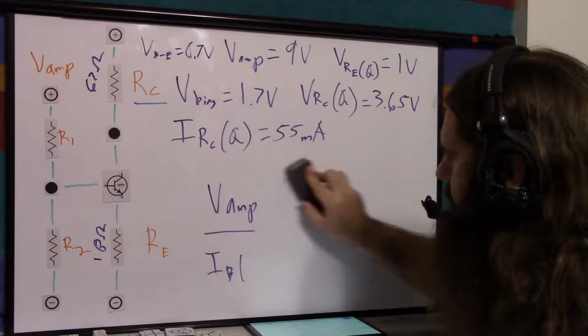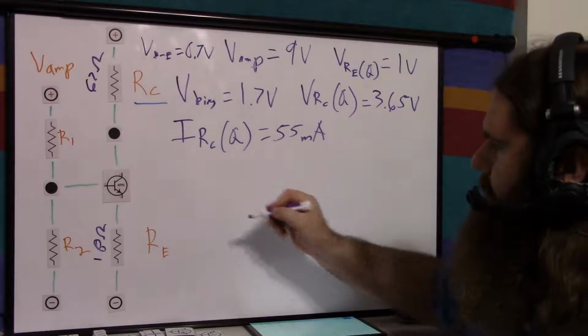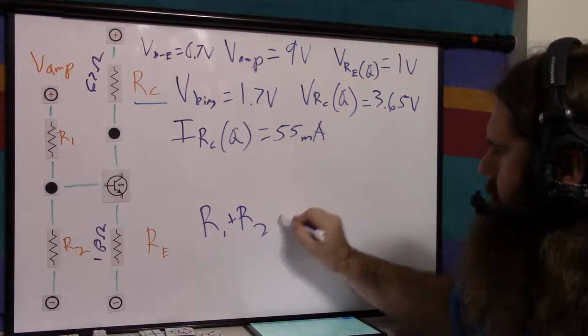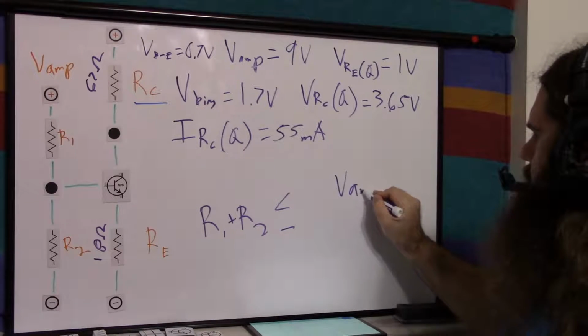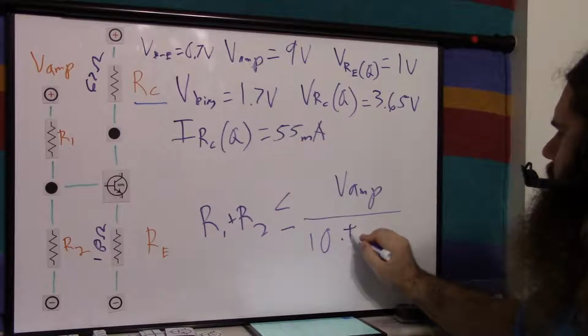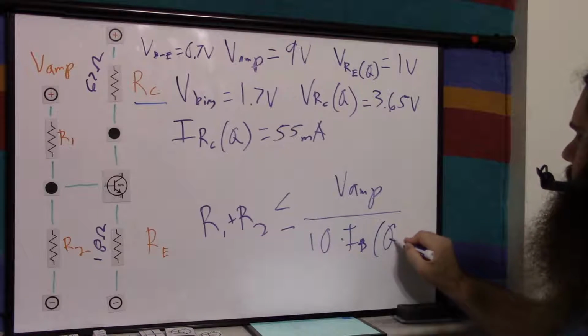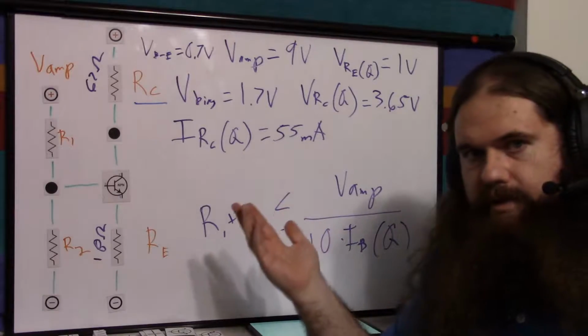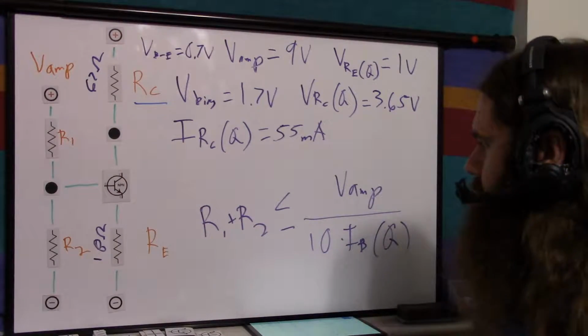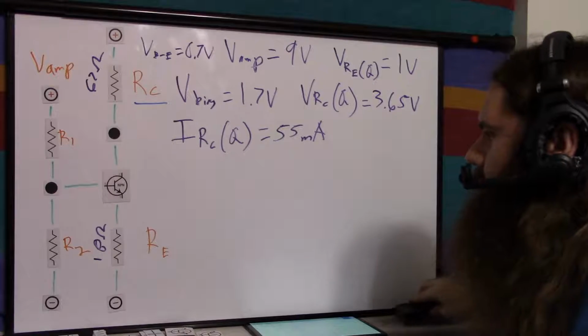So we could write it the other way, if it's confusing to see it in that direction. R1 plus R2 is less than or equal to V amp divided by 10 times the current through the base at quiescence, if that looks more clear to you. Same as it was before. So that gives us a total resistance. Well, we just decide what that is. Then how do we find the resistor values?